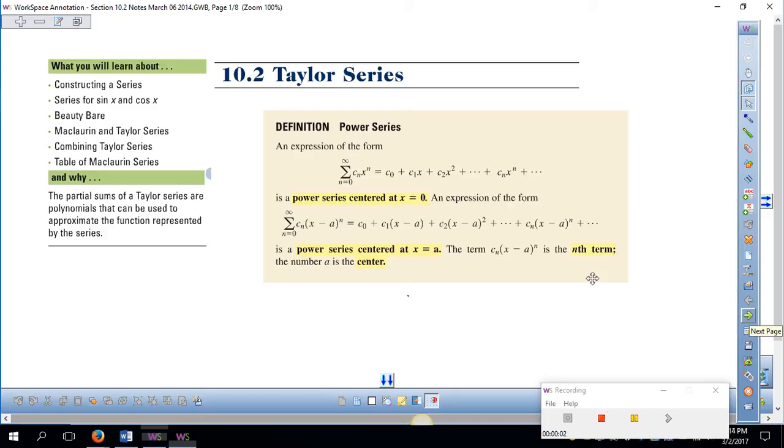So this first slide is what we had the other day when we created our series for sine x, cosine x, and e to the x about x equals 0. We equated derivatives with this polynomial c sub 0 plus c sub 1x and so on. And then we said if we wanted to center this series somewhere else, that we would shift the polynomial by subtracting a from x in each term.